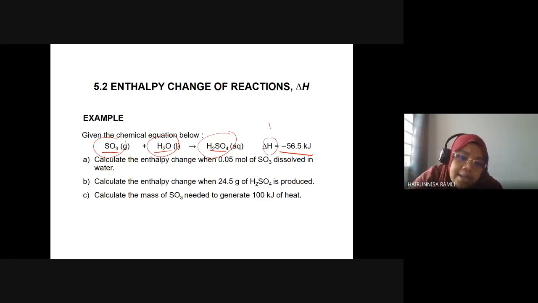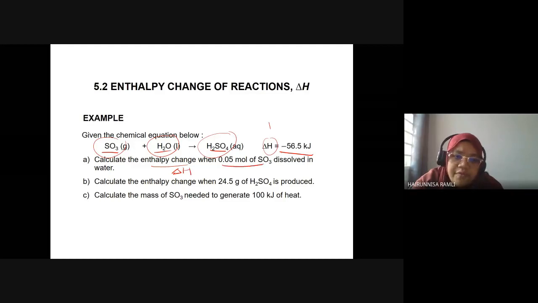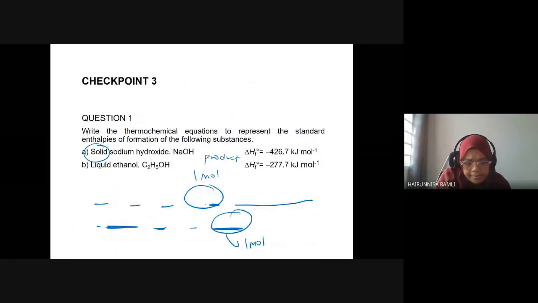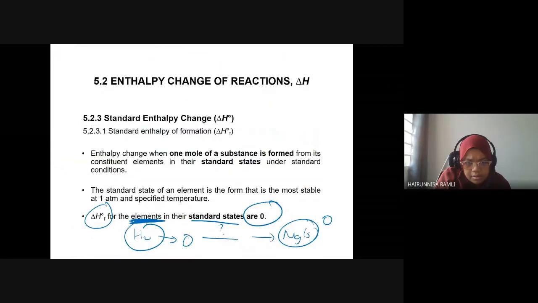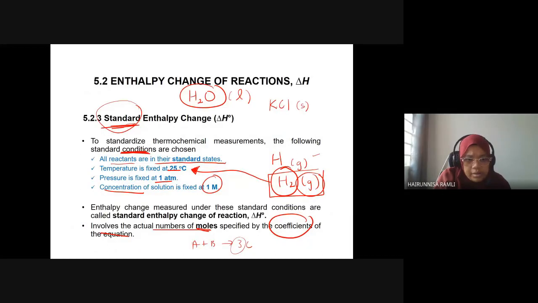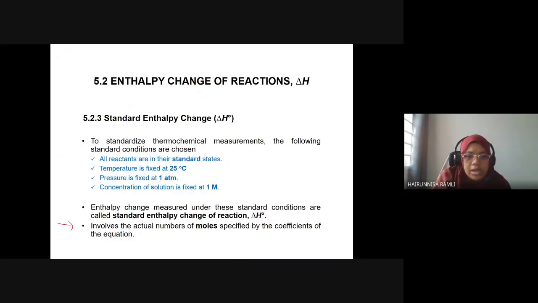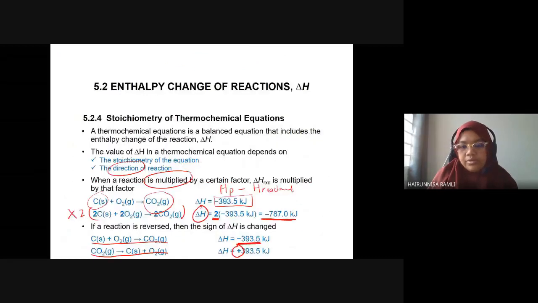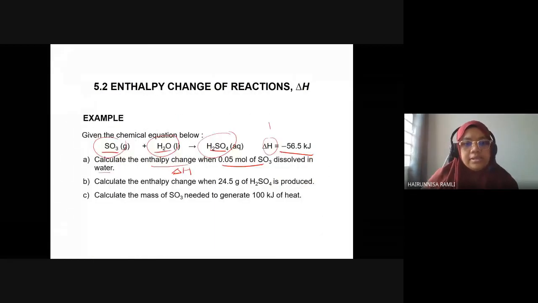Okay, so example A. Calculate the enthalpy change, delta H, when 0.05 mole of SO3 is dissolved in water. So we know the base equation, I mentioned it before this. The last point here: the actual number of moles is specified by the coefficient in the equation, meaning that the coefficient from the equation can serve as mole. So we can say, we assume it is balanced.